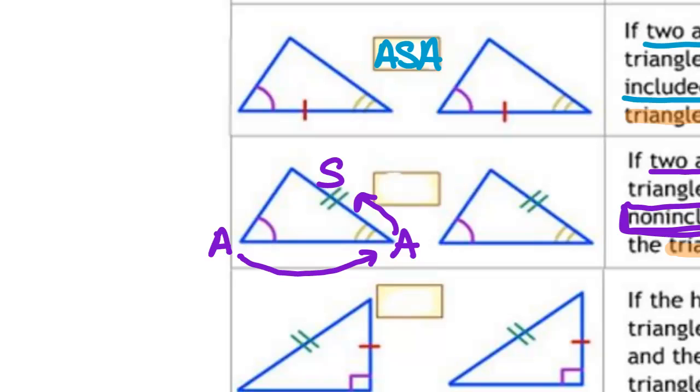Or I can go clockwise, because remember, it doesn't matter whether I go clockwise or counterclockwise. If I start here and walk the other way, what would it be? SAA. So this one is SAA or AAS. This one we have two ways of writing it, but it means the exact same thing.